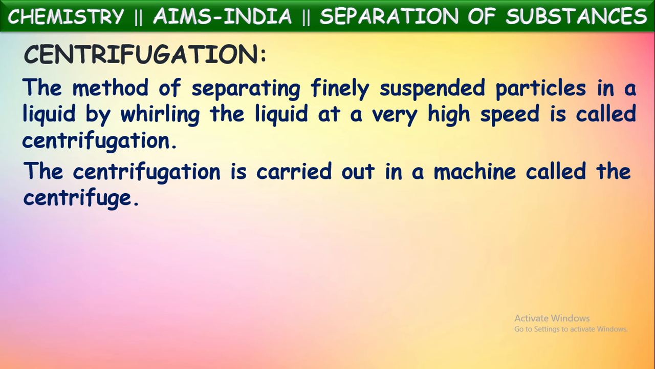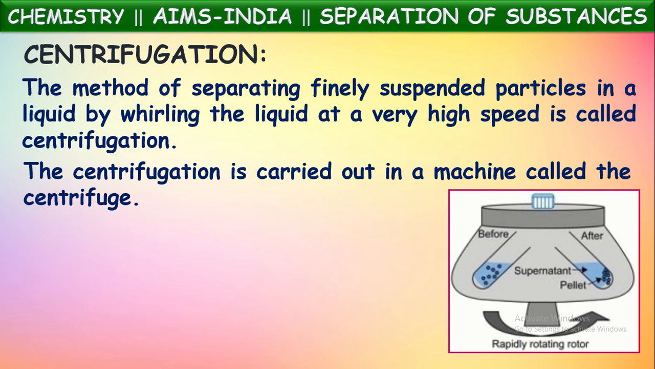So when this liquid mixture is whirled at very high speed, then the solid components will settle down at the bottom of that container. In that way, the solid suspension will be separated. This technique is called centrifugation, and the machine used for this centrifugation is called a centrifuge.